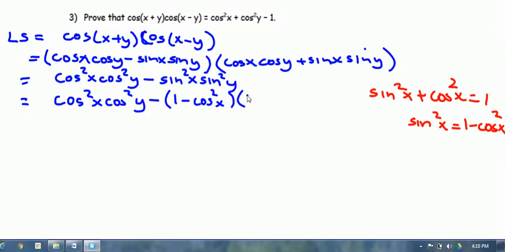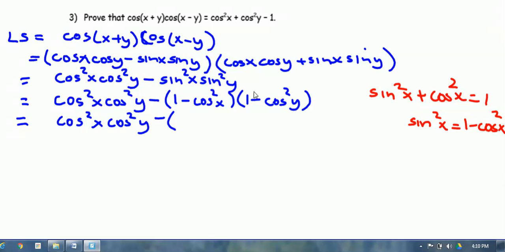This is just going to be the equivalent, but with a cos squared y. Okay, now I got a whole whack of coses. That's probably a good thing, because that's all I really have here, plus the 1 or minus the 1. So nothing I can really do here yet. Let's work on getting rid of these brackets.